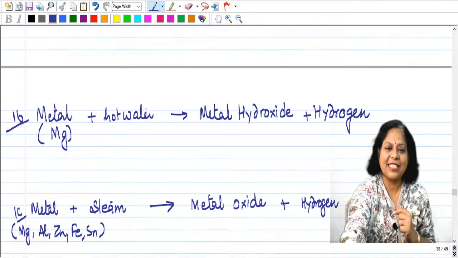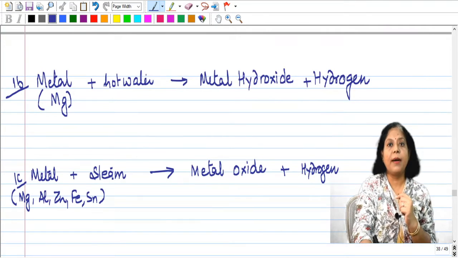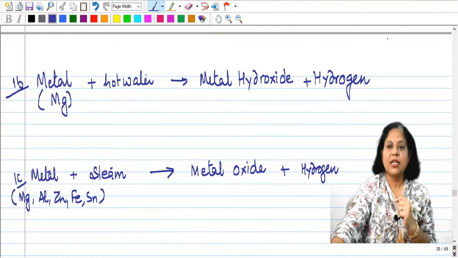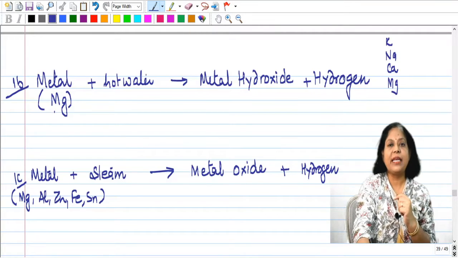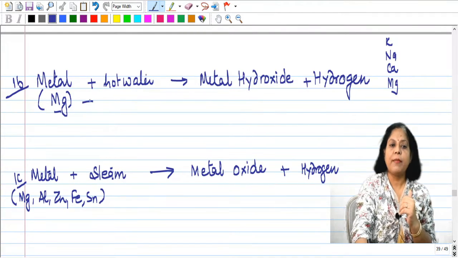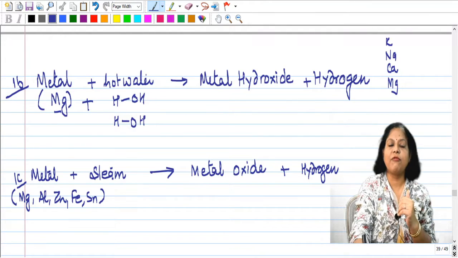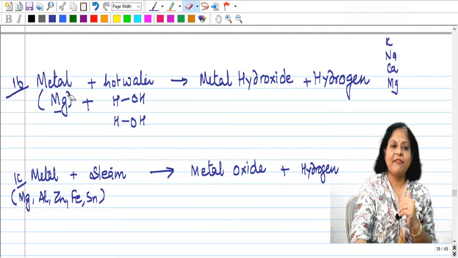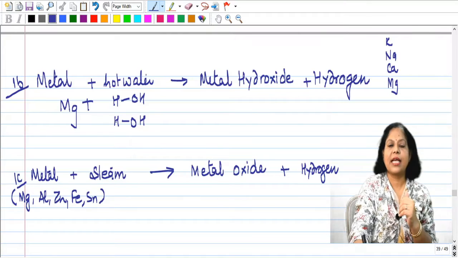Now, when we talk about the next metals in the series, Kedar, Nath, Ka, they react with cold water. Now we talk about magnesium. This magnesium is lying a little below. It does not react with cold water, it reacts with hot water. So magnesium with hot water: Mg, and now we can again write OH. We take another molecule of water, and here we take magnesium. So magnesium plus HOH.